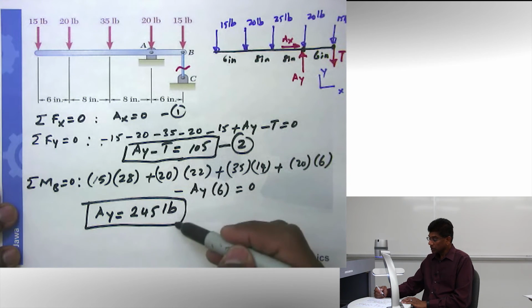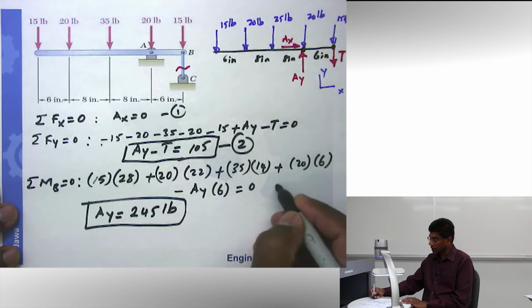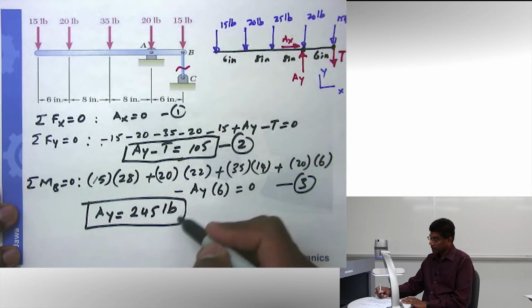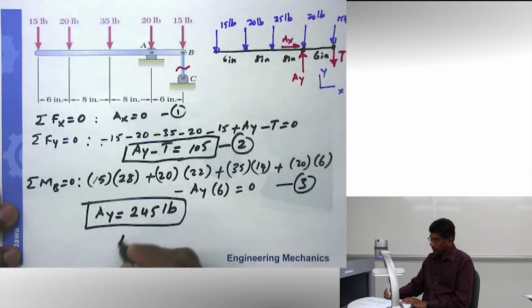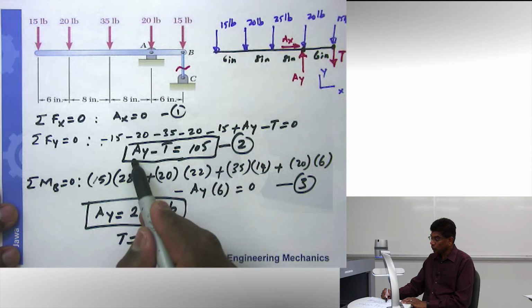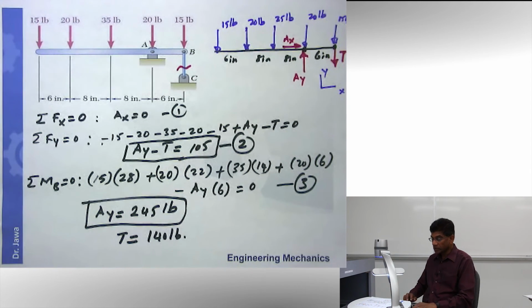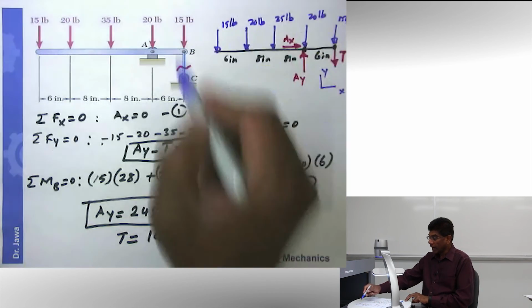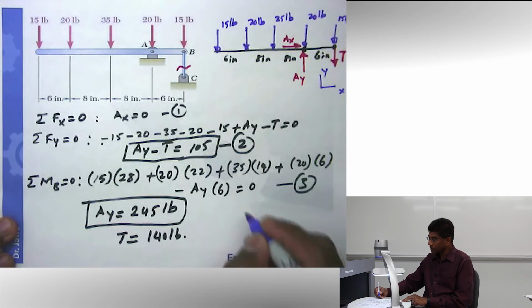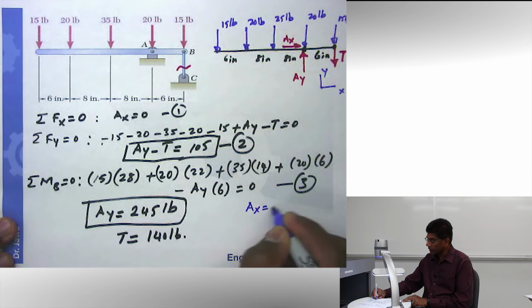So with this information, now I can go back. This is my third equation actually, and I can go back and substitute this, and I can find the tension. If I substitute the 245 here, my tension will be 140 pounds. And if you have done this correctly, so I have my free body diagram, I have my equations, and the final answer I would give like this.